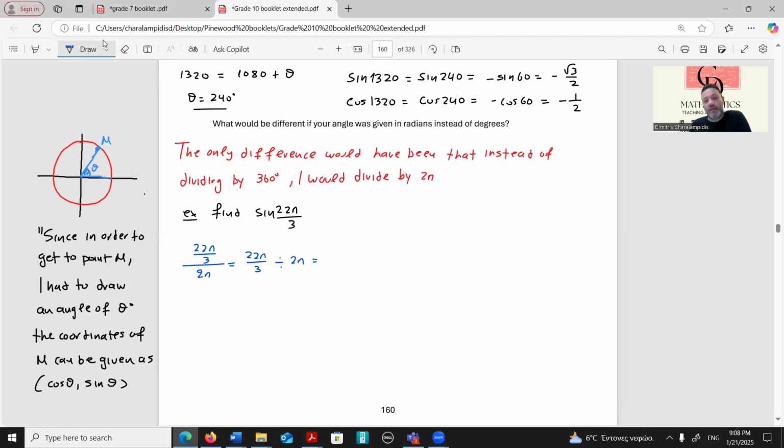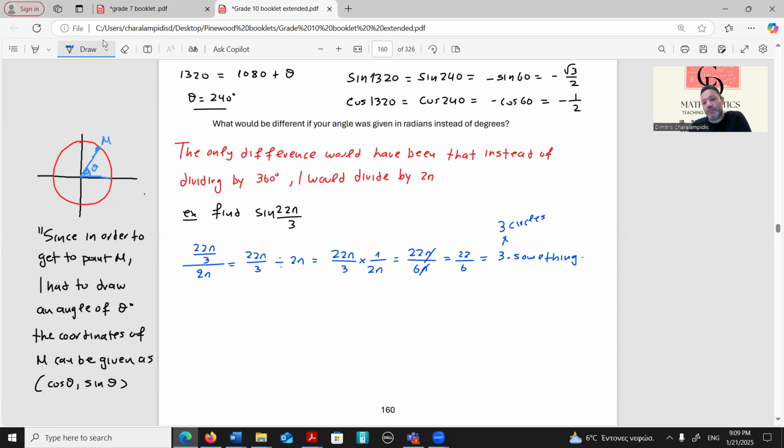I'm going to apply the keep, change, flip thing. So I'll keep 22 pi thirds multiplied by 1 over 2 pi. I'll now combine them into one fraction, 6 pi. Pi's are cancelled out. So I'm left with 22 over 6, which is roughly 3 point something. I'll find that something later on, but this 3 for now means 3 circles.